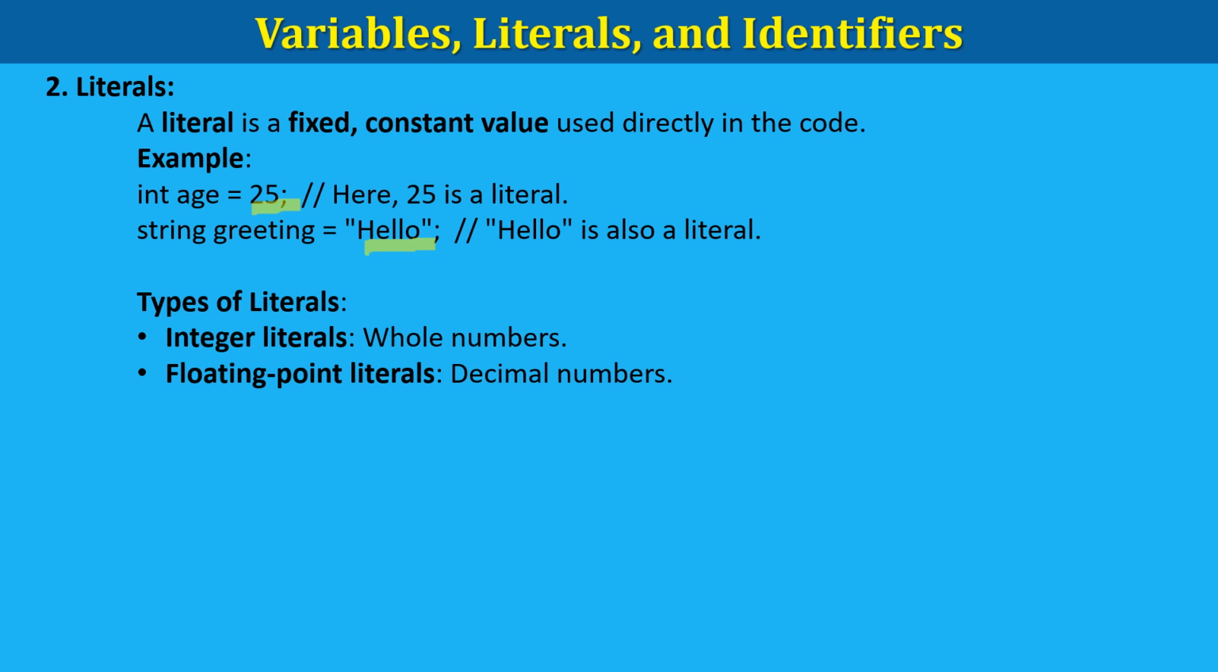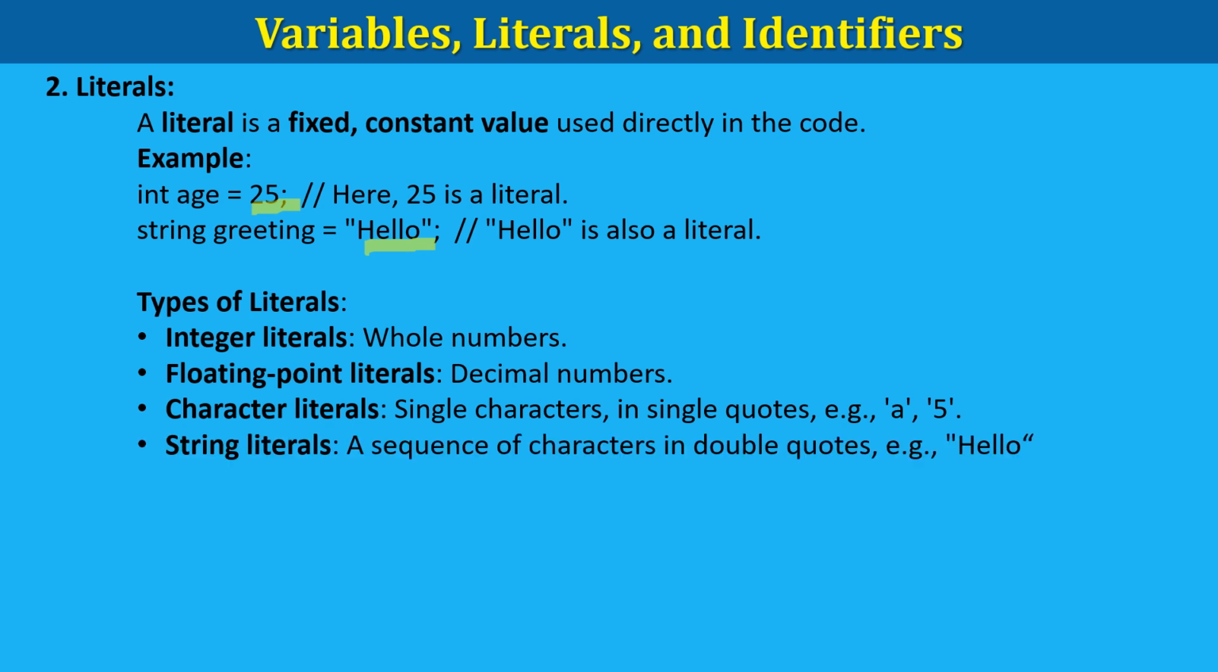Types of literals: integer literal, a whole number, e.g. 42, 0, -5. Floating point literal, a decimal number like 3.14 or 0.001. Character literal, a single character enclosed in single quotes like 'A' or '5'. String literal, a sequence of characters enclosed in double quotes like "hello" or "C++". Unlike variables, literals cannot be changed during program execution. They are fixed values that are directly hard-coded into the source code.